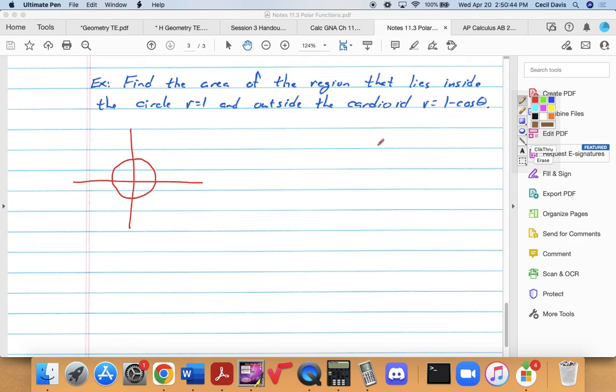It's going to start at 0. At pi over 2, it's 1. At pi, it's 2. And then it's back to 1. So it looks something like this. So we want the part inside the circle, but outside the cardioid. So what we're looking at is this.